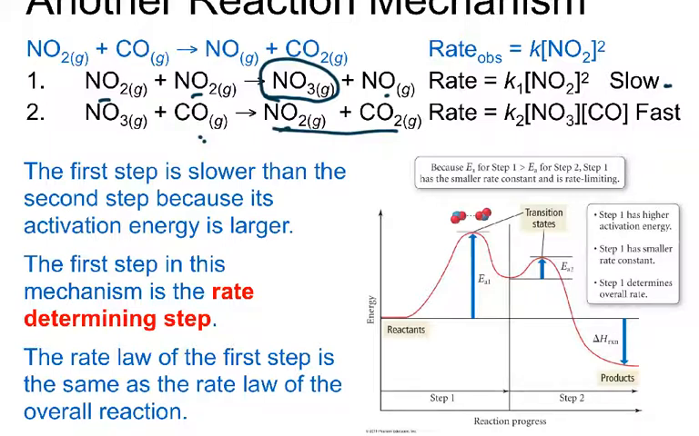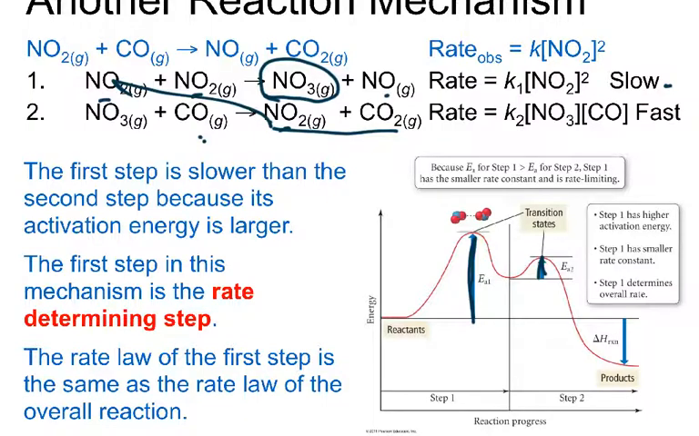Actually, to form one of the reactants and the product. The first step is the slow step. It has the higher activation energy. The second step is fast, has a lower activation energy. The first step is the rate determining step.